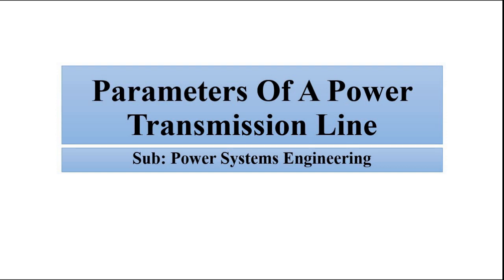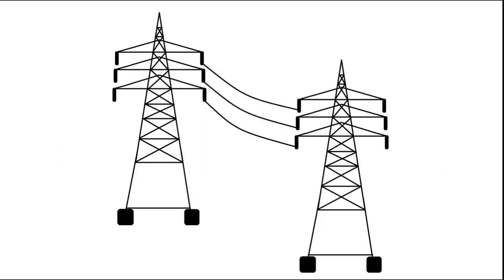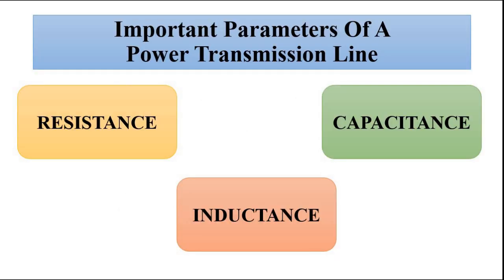Mainly, when we consider a power transmission line, the important parameters, important components of a power transmission line, are three: resistance, inductance and capacitance, and their combinations. These three things contribute to the different effects, whatever impact is caused on a power transmission line, it is because of these three parameters.